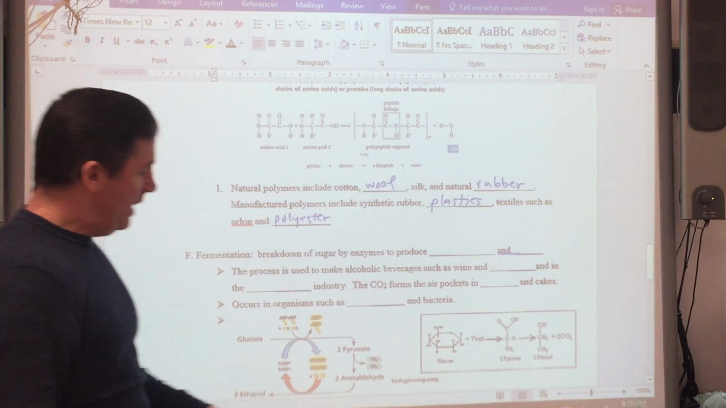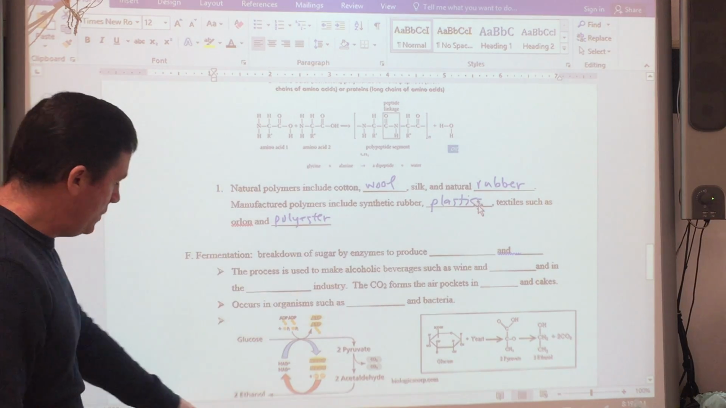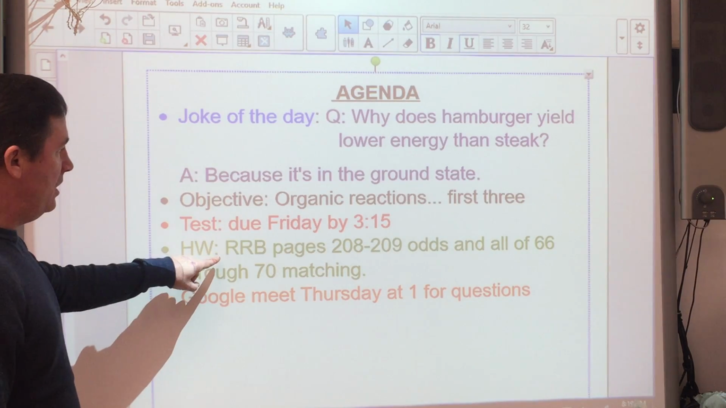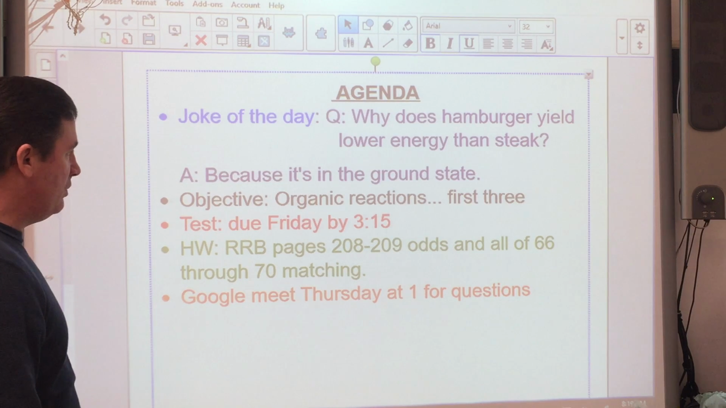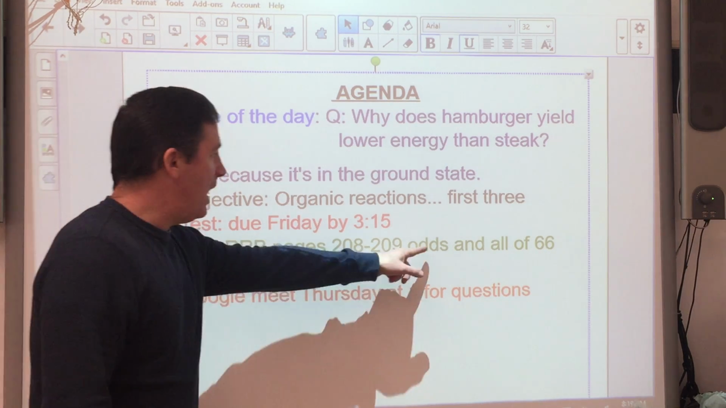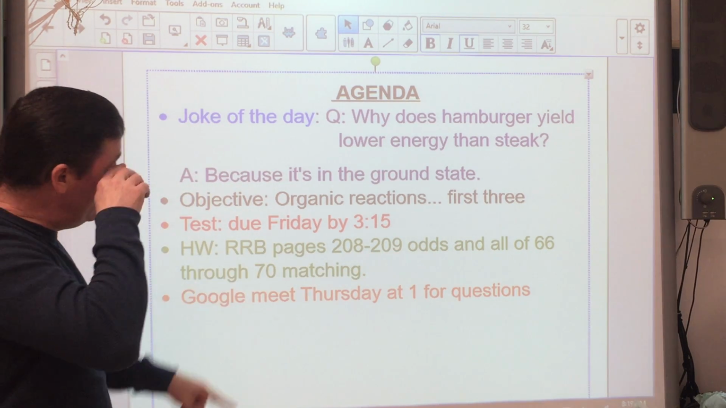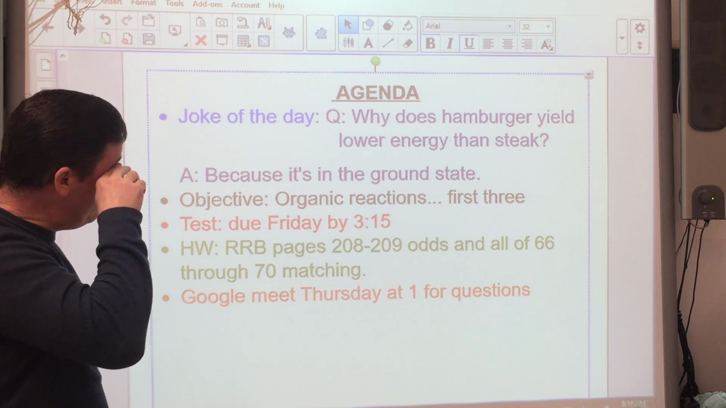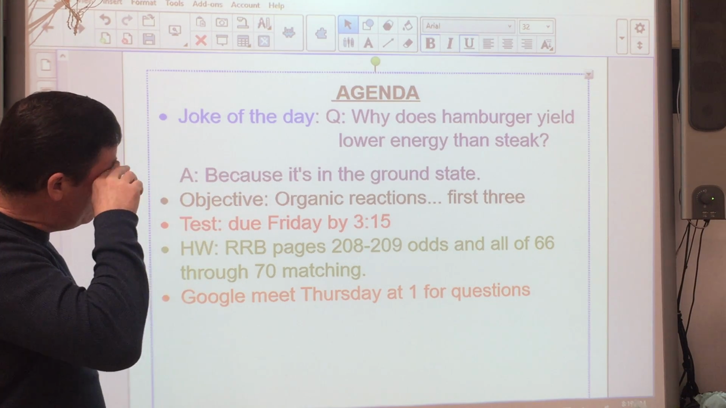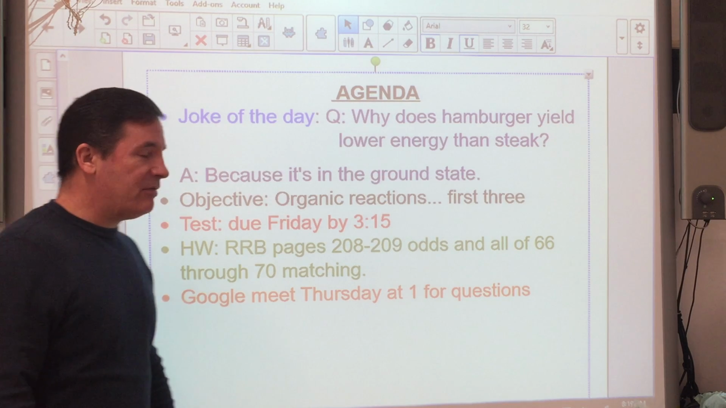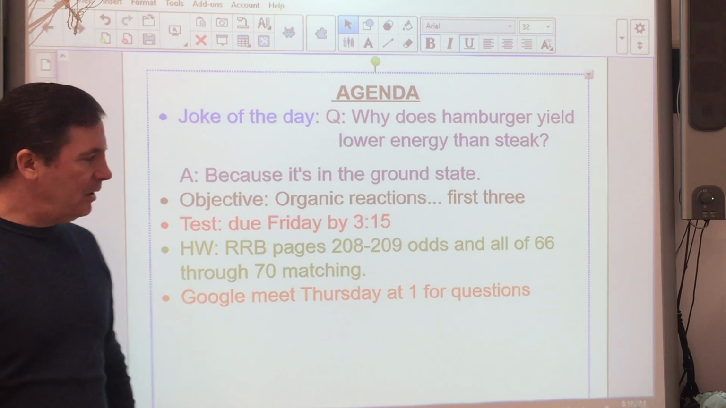Okay, so we'll end there. I will post this, even though you should have your review book. Make sure you're doing the odds and the last part of 66 through 70. And then your test is going to be due by 3:15 on Friday. Okay? All right, see you then.